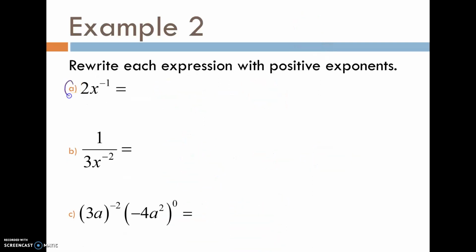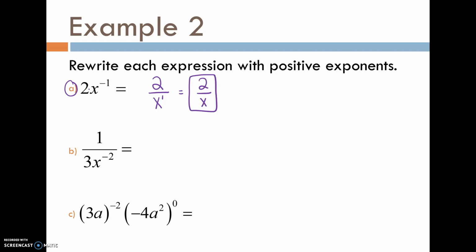All right, let's do A, because A is another one of those where I want you to realize that the 2 is not a part of the x. This is 2 times x to the negative 1. So negative exponents have to move. The 2 is not going to move. Only the x to the negative 1 is going to move. So I want you to see that when you have a number in front of letters, the number is not attached to those letters. It's not a part of the letters. It is being multiplied to those letters.